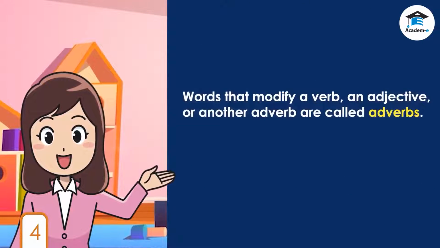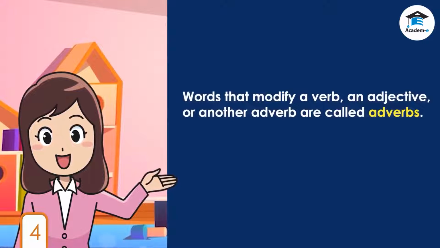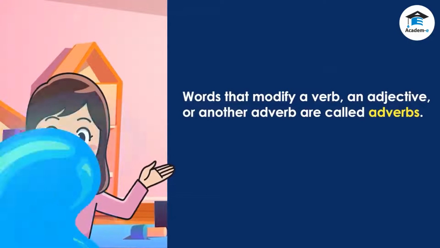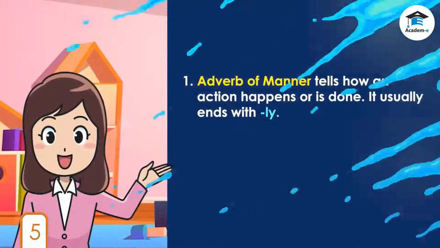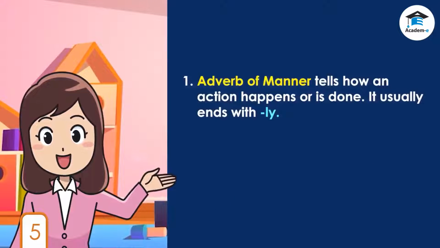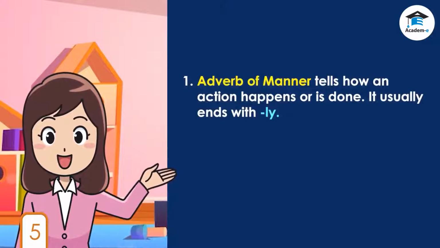Words that modify a verb, an adjective, or another adverb are called adverbs. Adverbs have different types depending on their uses. Adverb of manner tells how an action happens or is done. It usually ends with ly.